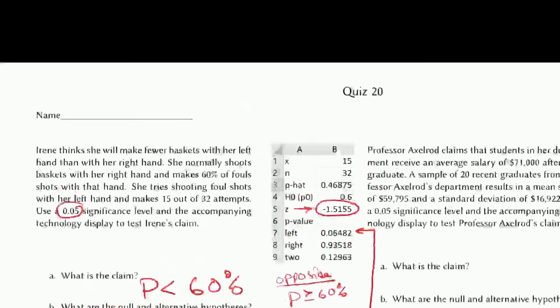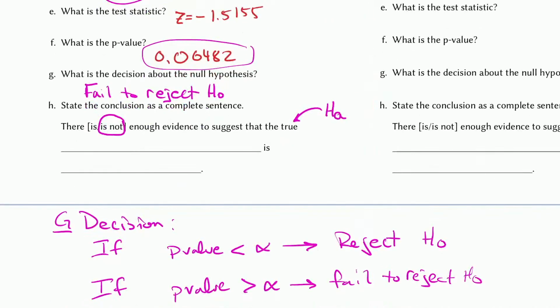So let's see, what is it? What percentage? What proportion? It's the proportion, the true proportion of left-handed baskets is less than 60%.